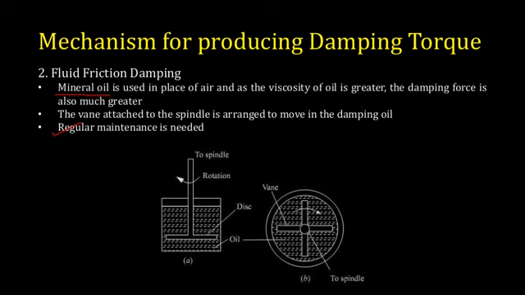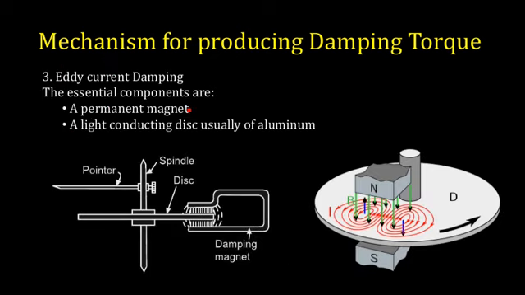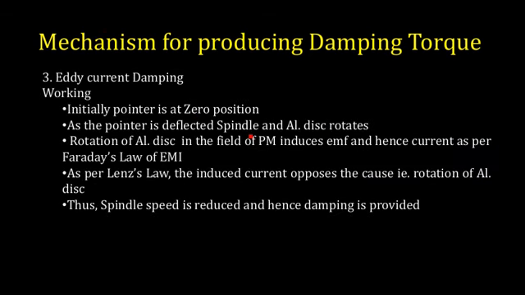And the third type of mechanism for producing damping torque is known as eddy current damping, which is the most commonly used. The essential components are a permanent magnet and generally a light conducting disc of aluminum. These two make up your eddy current damping. So the damping mechanism is explained here. We'll have a permanent magnet, and once the disc rotates, what happens? This permanent magnet produces a magnetic field, or flux is being produced.